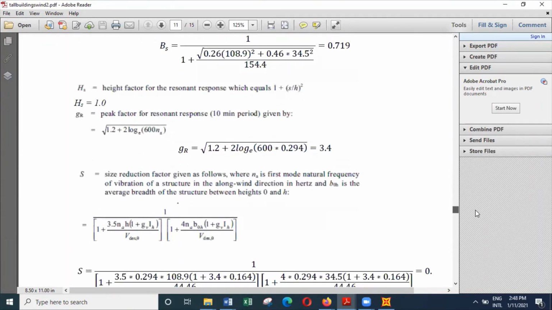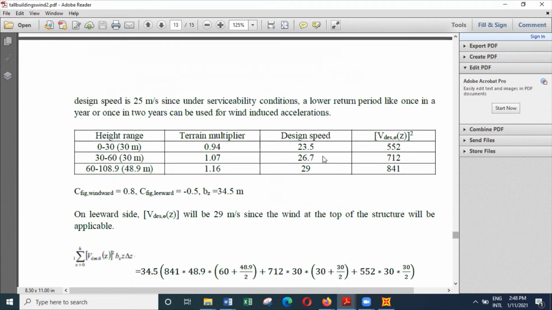So for the terrain multiplier, I'm using 3 different values. And based on that, I can find the design wind speed. And then I can also find design speed squared, because this pressure is given as Q is equal to K V squared. And also in this equation what appears is Vz squared. So I have calculated that value as well.